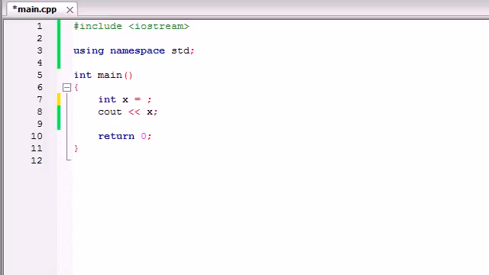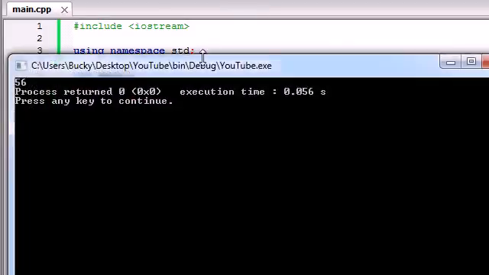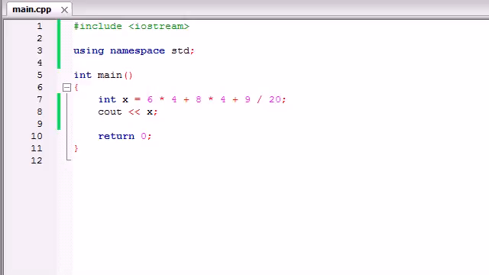Now, aside from just one number, an arithmetic operator, and another number, you can have complex calculations like 6 times 4 plus 8 times 4 plus 9 divided by 20. And if we go ahead and build and run this, let's see what we get. 56. We're saying, alright, so what order is this doing this in? Is it doing 6 times 4 and then plus 8? Or is it doing 4 plus 8 and then times that by 6? Because depending on how you do it, it's going to come out with a different result.